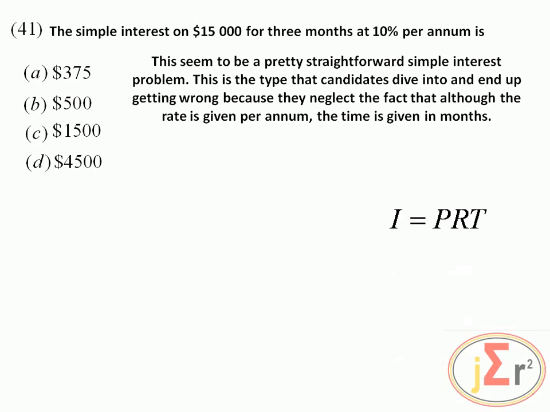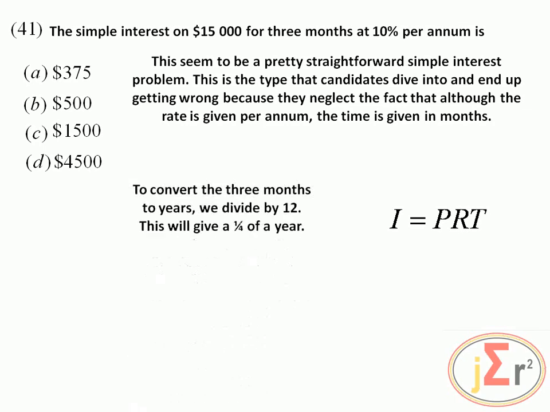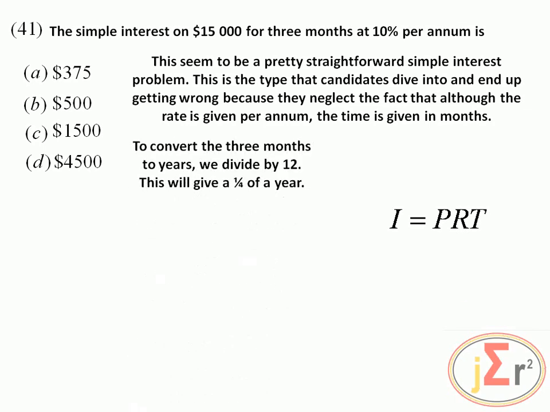Interest is equal to principal times rate times time. I'm not including the part that we divide by 100 there because the rate is a percentage. So dividing by 100 is a part of the rate. To convert the 3 months to years, we divide by 12. This will give a quarter of a year. So instead of putting 3 over 12 for the time, we know that 3 months is a quarter of a year, so we just put in quarter. So we will do the substitution now.